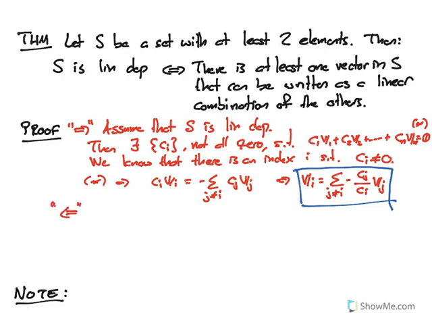So let's go in the other direction. Assume that we can write vector i as a linear combination of the others.